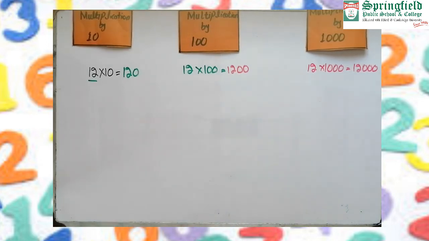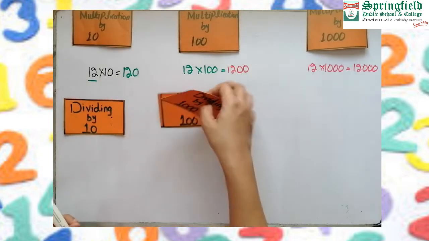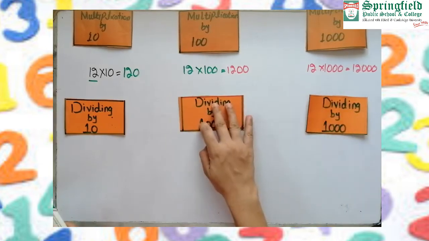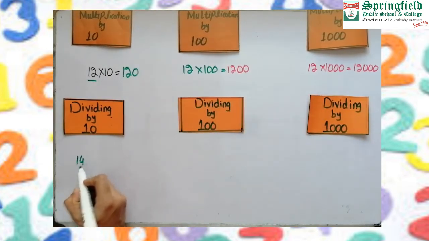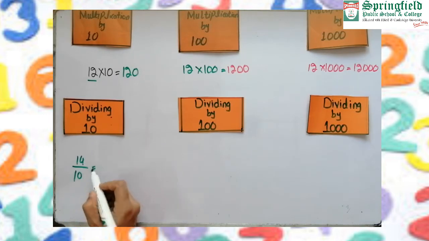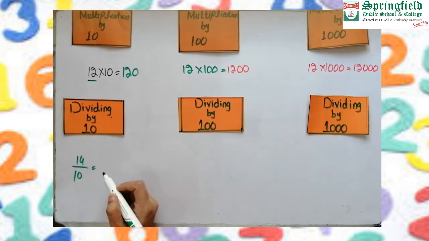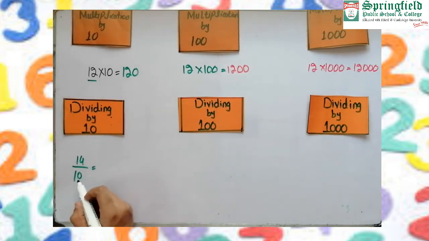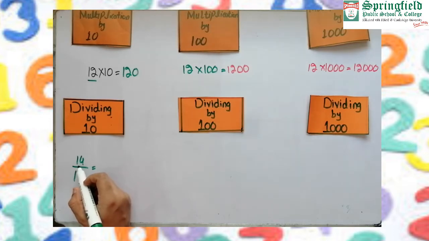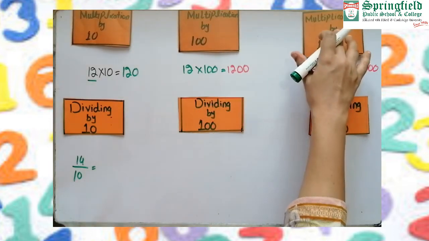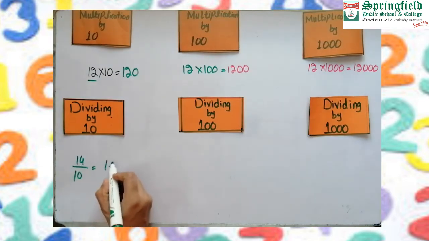Understood beta? Okay, and we also learned about the division rule, that is, what happens when a number is divided by 10, 100 and 1000. So let a number be 14. When 14 is divided by 10, what will be the answer? As we already learned, when a number is divided by 10, 100 or 1000, we check how many zeros are in the denominator. 10 has just one 0, so in the denominator there is just one 0, so we write the point after one digit. We start from the right side, so it will become 1.4.